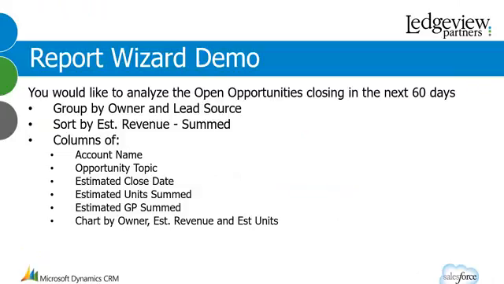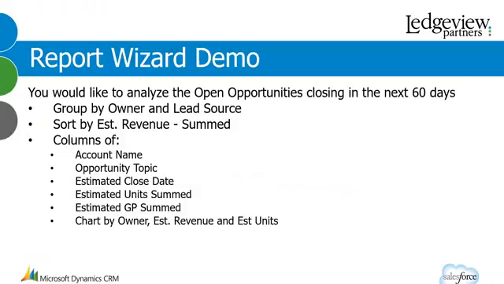So one we're going to look at today is we're going to analyze the open opportunities that are going to close in the next 60 days. We're going to group this by owner, and then for a marketing purpose, we're going to group by lead source. We're going to sort it by estimated revenue. We're going to sum estimated revenue.